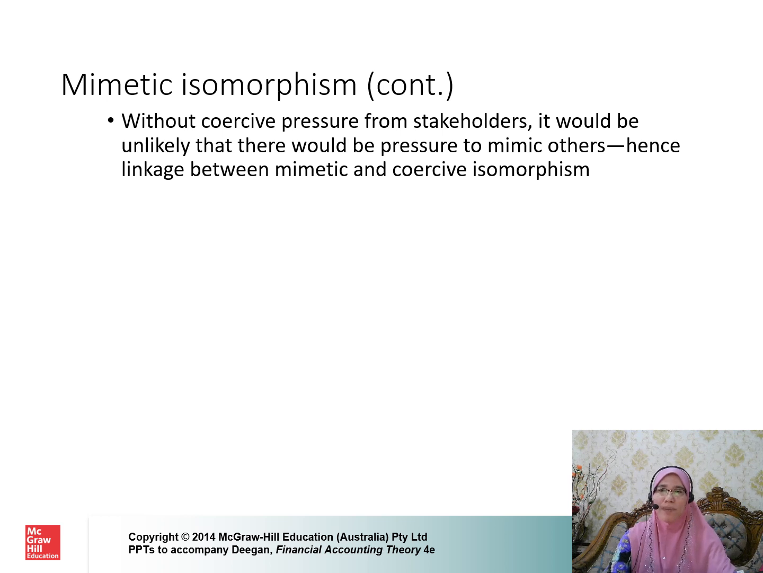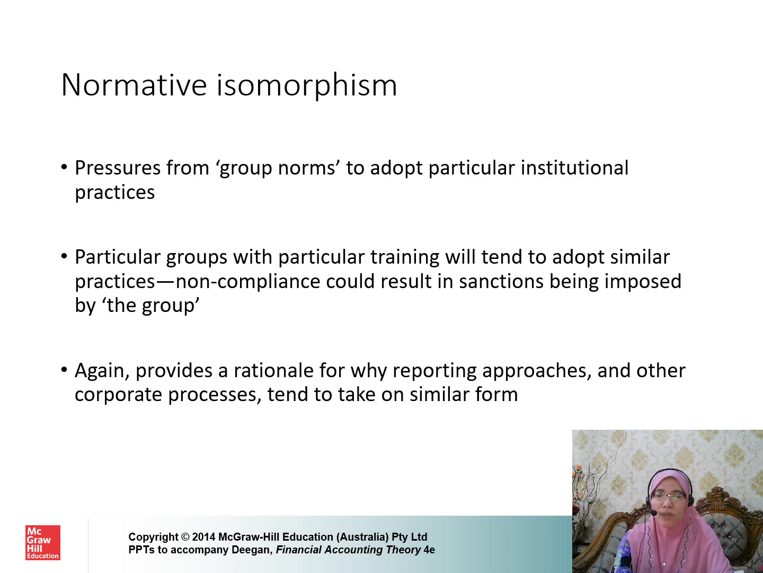Okay, so under mimetic isomorphism, there's no force, there's no coercive pressure from stakeholders. It is very unlikely that you have been forced to copy others. This is actually no force, no coercive pressures. So what about normative? Normative is because they have been pressured, they have been forced by the group norms to adopt particular institutional practices. For example, particular groups with particular training will tend to adopt similar practices. If there is non-compliance, that could result in sanctions being imposed by the group. So this theory provides rationale for why reporting approach and other corporate processes tend to take on similar form.